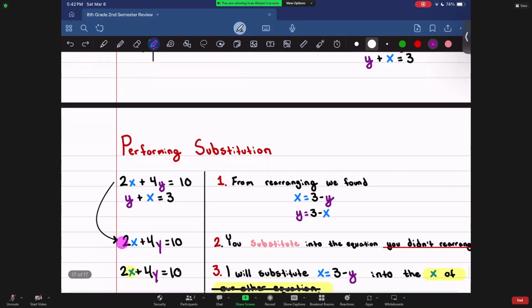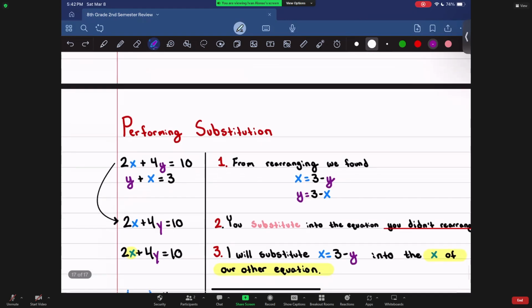So we're going to look at this one, okay? We're going to substitute either x or y into this equation. So if you notice on my step 3, I'm actually going to be substituting x is equal to 3 minus y. I would appreciate if you guys pause here and do your best to substitute y is equal to 3 minus x, right? And see if you can get the result. So I'm going to substitute x is equal to 3 minus y into 2x plus 4y is equal to 10.